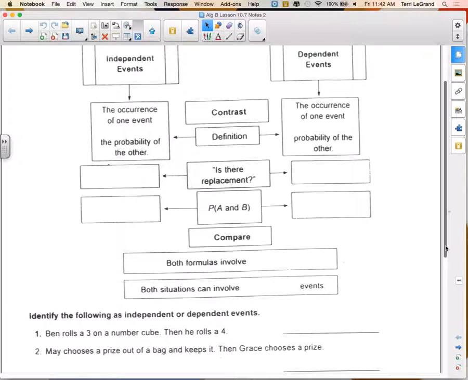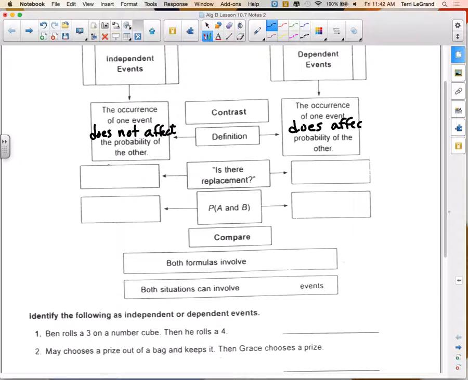The occurrence of one event does not affect the probability of the other. Well, when we contrast that with the definition for a dependent event, it does. The occurrence of one event does affect the probability of the other, doesn't it? So that is where they differ. One affects, the other one does not.